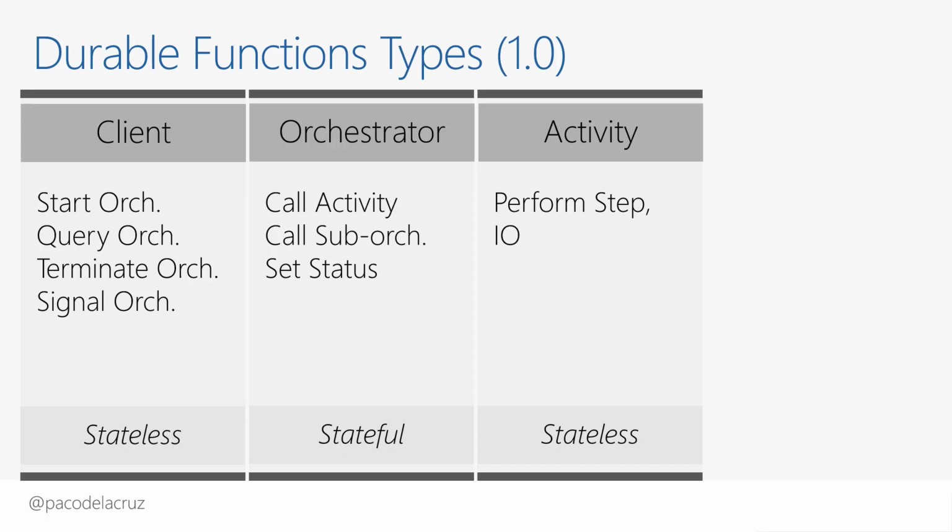And we also have the activity functions that are meant to perform a single step and are meant to do all the I/O. So the orchestrators shouldn't do any I/O. Now, we can make HTTP requests, but all other types of I/O should be done in activity functions.